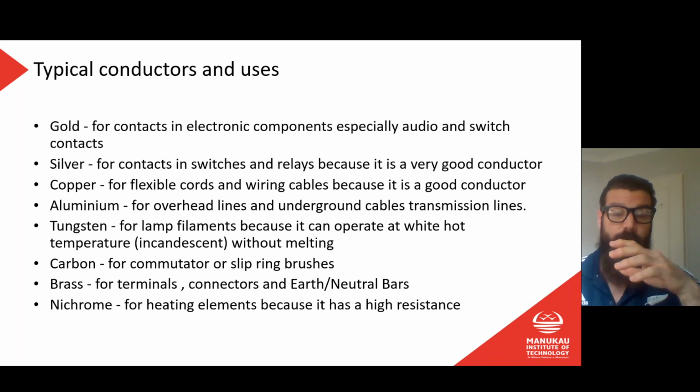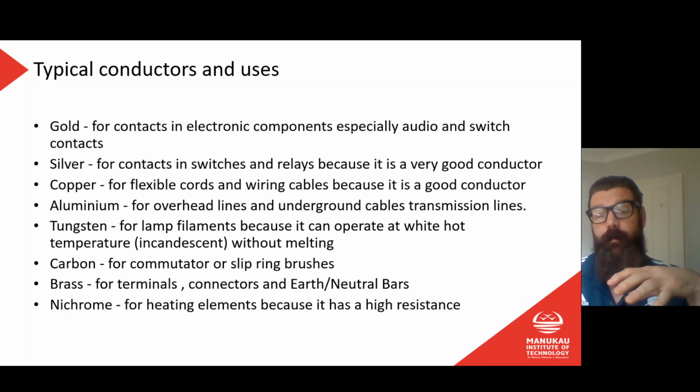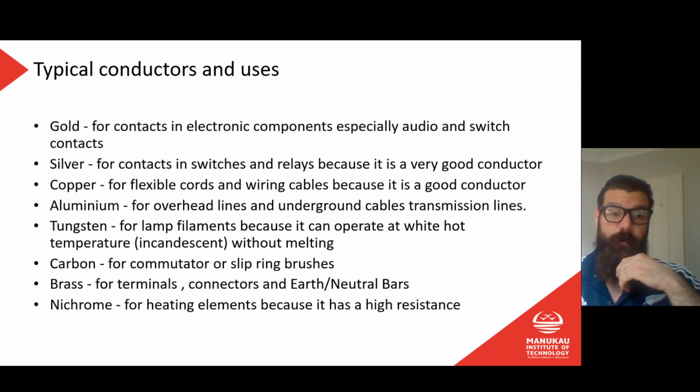So we use it for overhead lines, so power lines, and underground conductors. So same sort of thing, power lines but underground. That's because those cables need to be quite big. They need to be quite strong. Aluminium is stronger than copper. So if you replace an equivalent aluminium power line with a copper one, then the copper one would be much more likely to break.